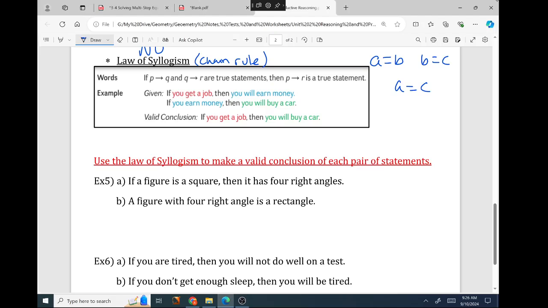All right. So look. If you get a job, then you will earn money. Getting a job triggers money, right? If you earn money, you will buy a car.